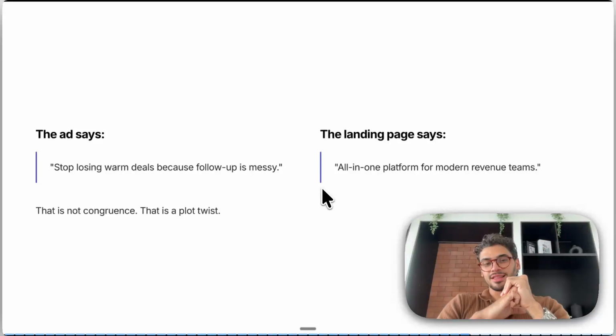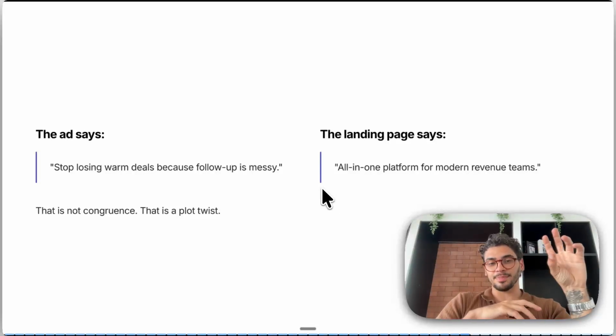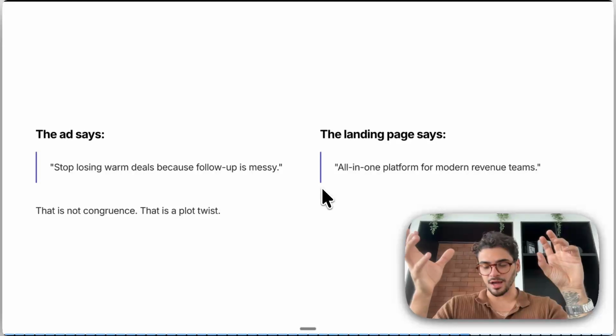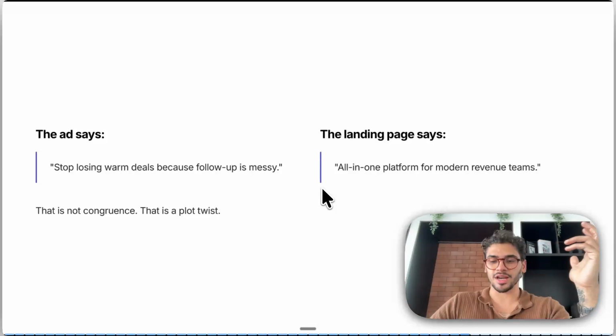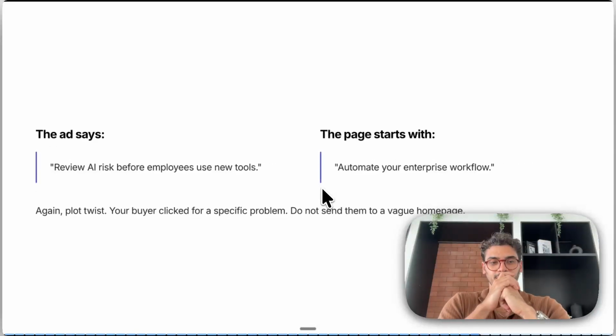It's not congruence here. There's a plot twist, right? Because they are expecting something and then you show them a lot of different things that's too generic, right? Your landing page needs to be very specific.